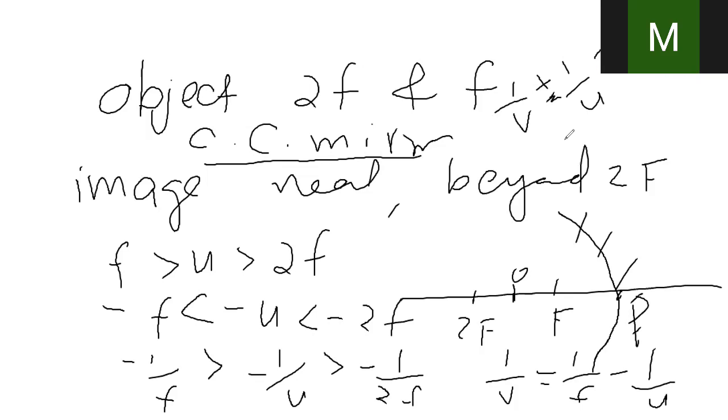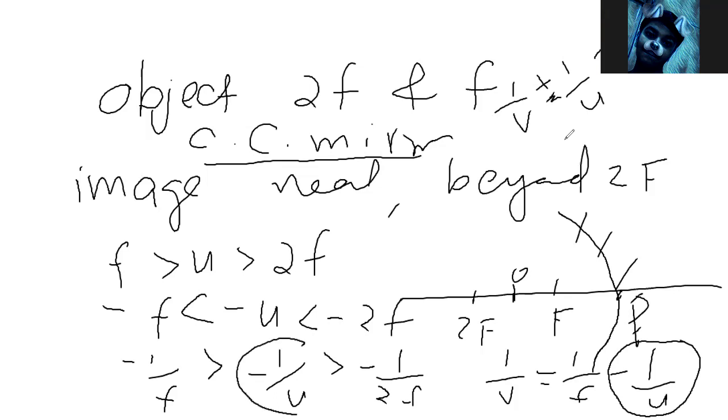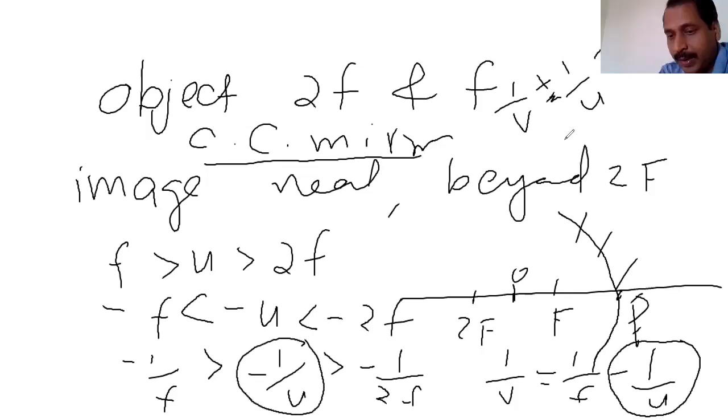Okay. So now if I look on the right hand side, I have minus 1 by u till here. Now I want 1 by f added along with that. So you have to add 1 by f. Adding 1 by f, what will come? Left hand side will be 0, then 1 by v.